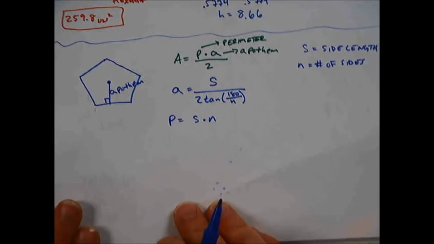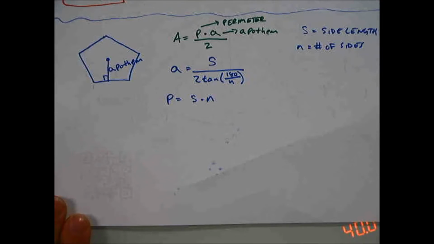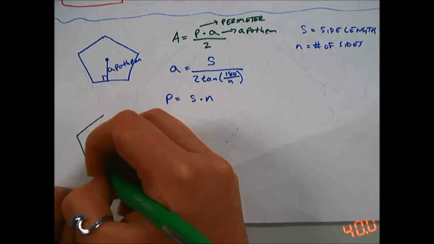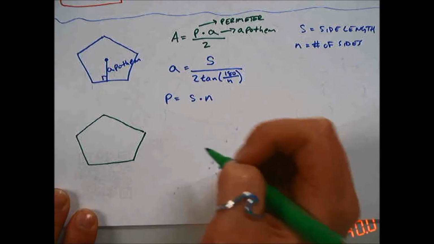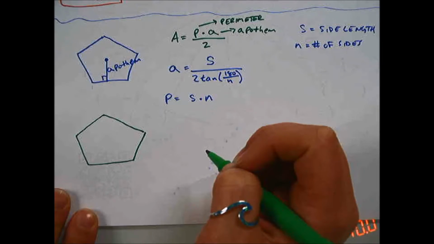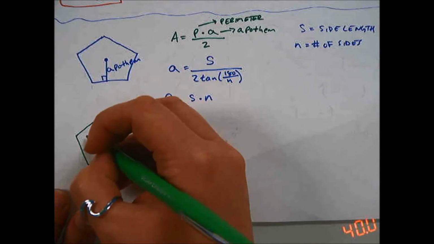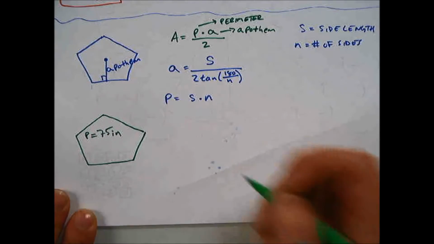Okay, so now that we've got some formulas that we can use to cut down on our work a little bit here, let's try one. So we're going to do a pentagon and pretend that all the sides are the same because, you know, I'm not a great artist here. And we're going to be given the perimeter this time. So this time the perimeter is 75 inches.